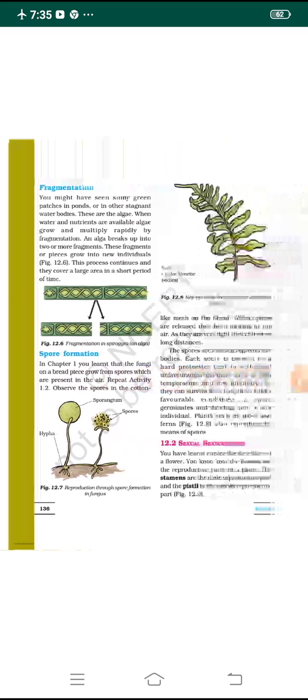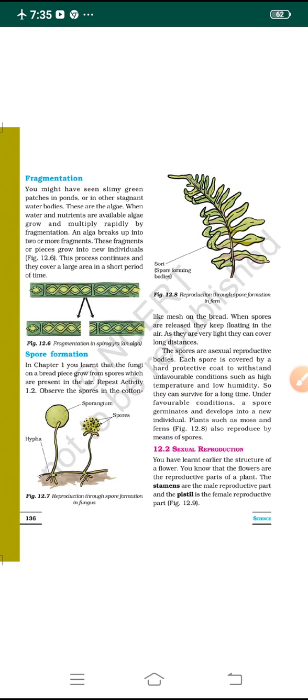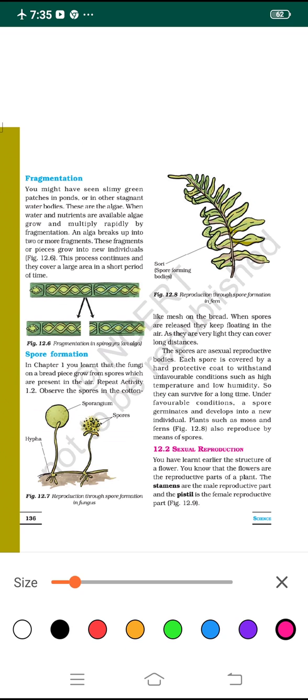So in today's class, let us discuss the next and the last type of asexual reproduction, that is spore formation. Dear students, we have studied three types of asexual reproduction, so this is the last type. As you know, spore means a small kind of structure.